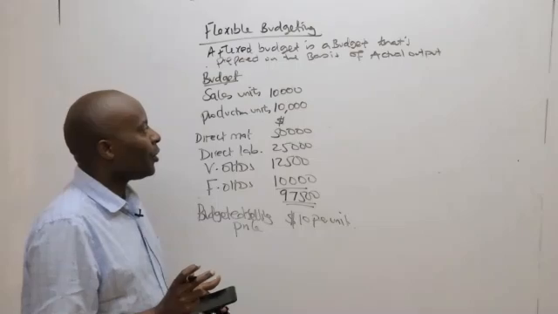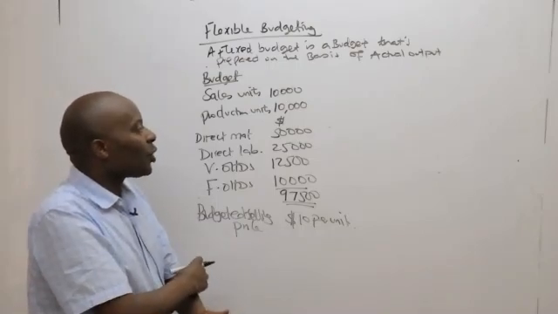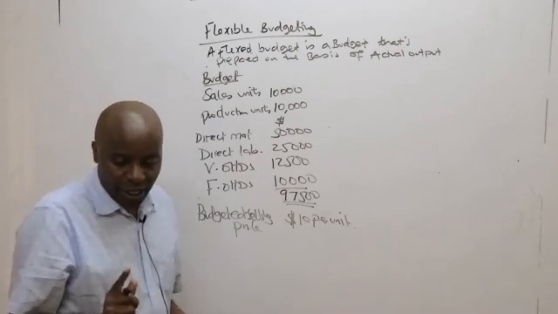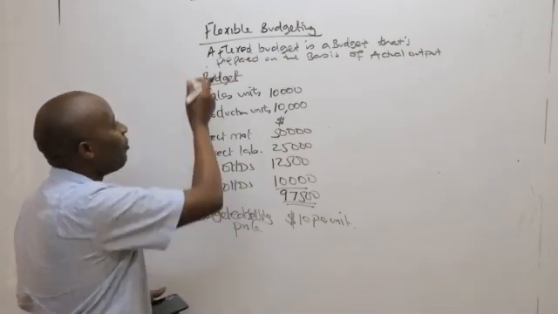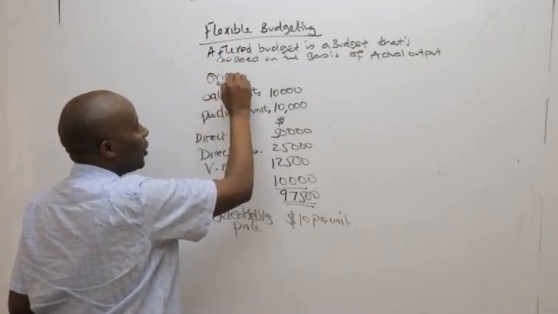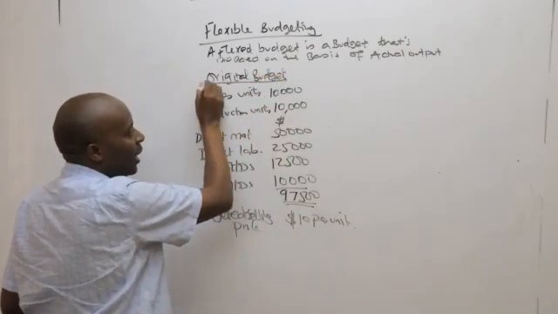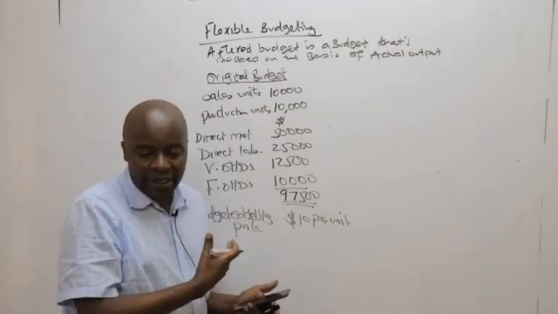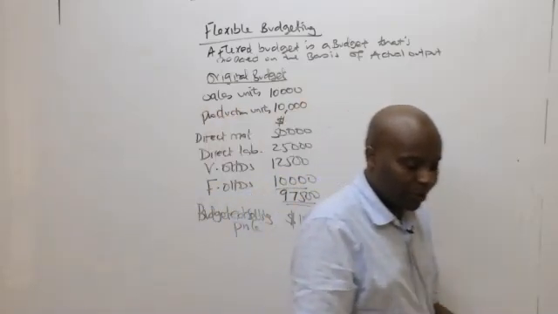Ladies and gentlemen, listen to me very well. Whenever you are told to prepare a flexible budget, what will you do? The first thing that you will do is to come and give us the original budget. And I want to change this slightly to be able to give you the original budget. The board is not visible. Let me do something.